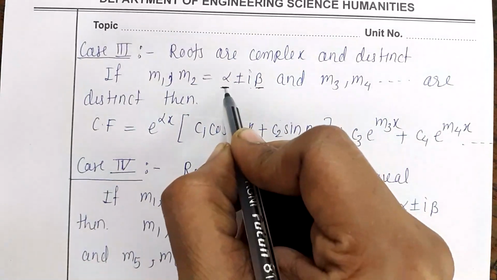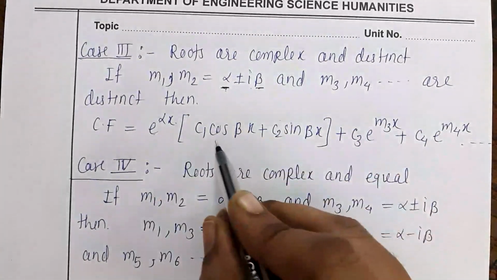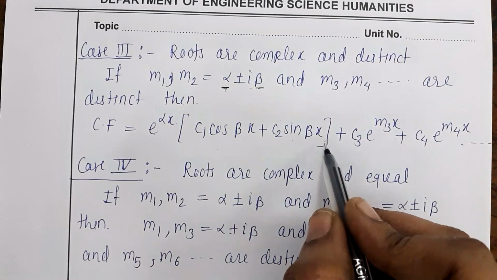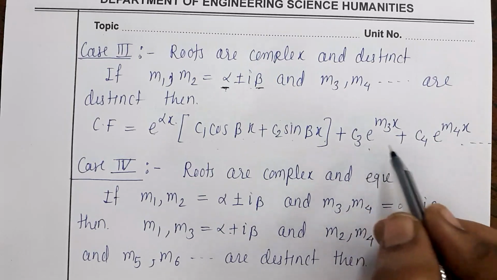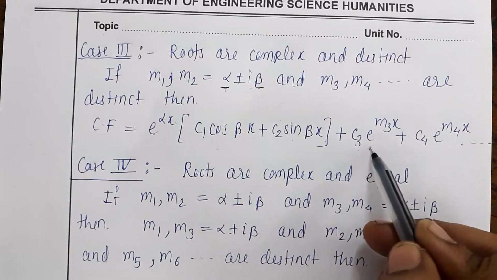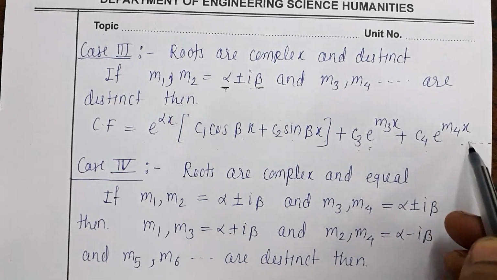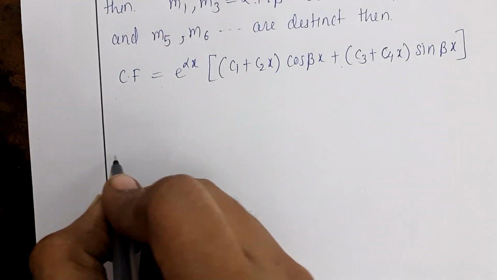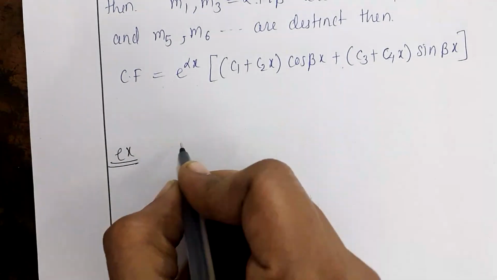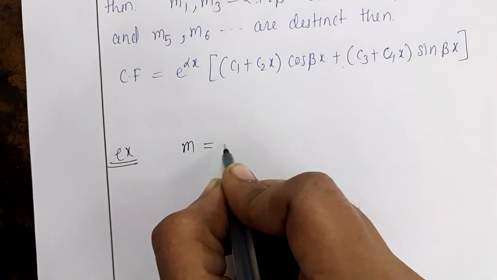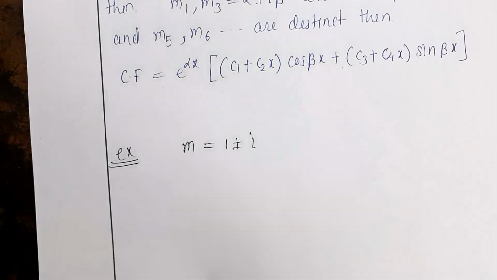So whatever the alpha is here, e to the power alpha x (c1 cos beta x plus c2 sin beta x), plus, if another roots are different, then we can write by using the first case c3 e to the power m3x plus c4 e to the power m4x and so on. So suppose we have roots m equal to 1 plus minus i.